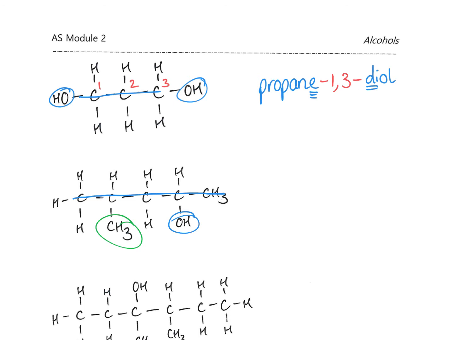Let's number the carbons so that the hydroxyl functional group is on the lowest possible carbon. Remember, the functional group gets priority over that methyl group. So this gets priority of being on the lowest possible carbon. So here's carbon 1, 2, 3, 4, 5. The names of the substituents come first, as they have done in alkanes and alkenes and halogenoalkanes. So that will be 4-methyl. And if there was another substituent, it would need to appear in alphabetical order.